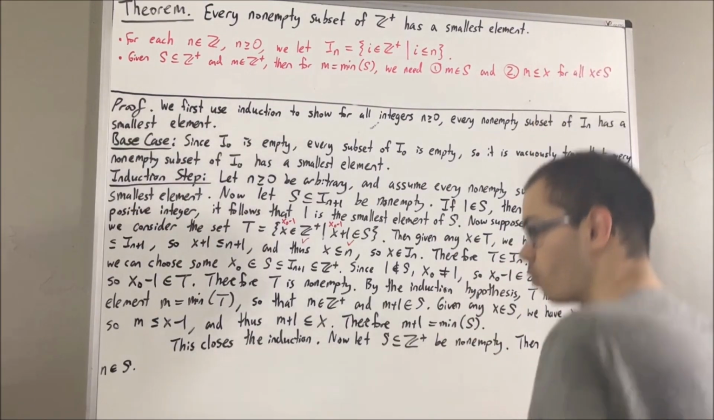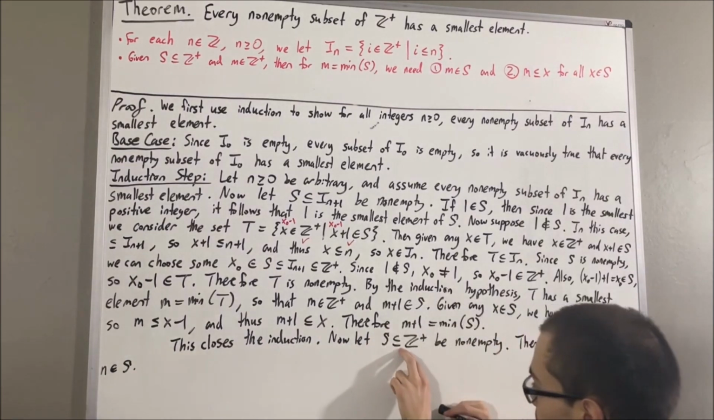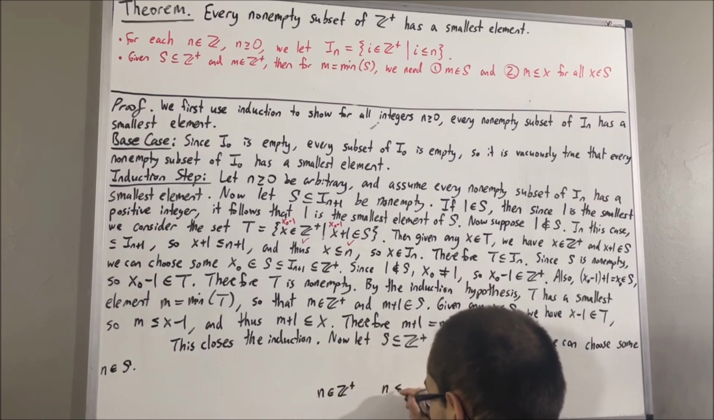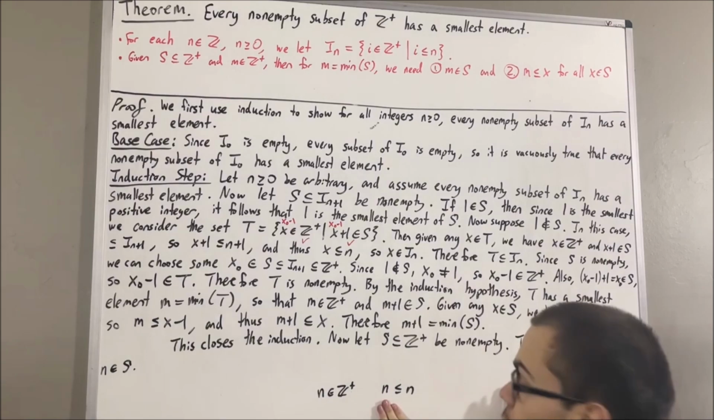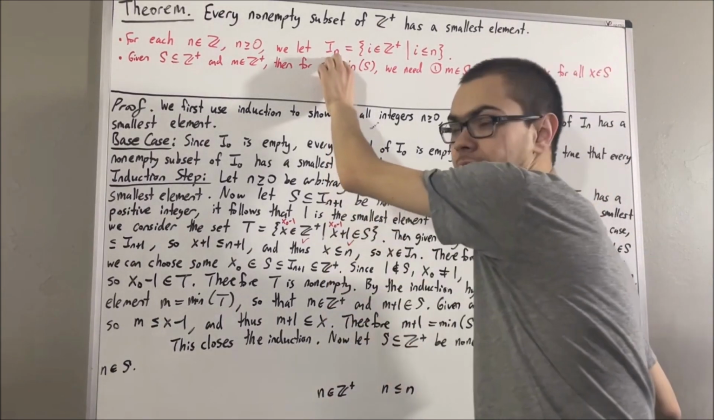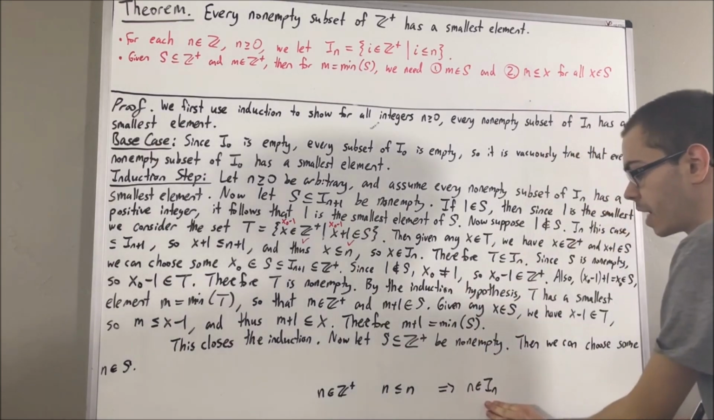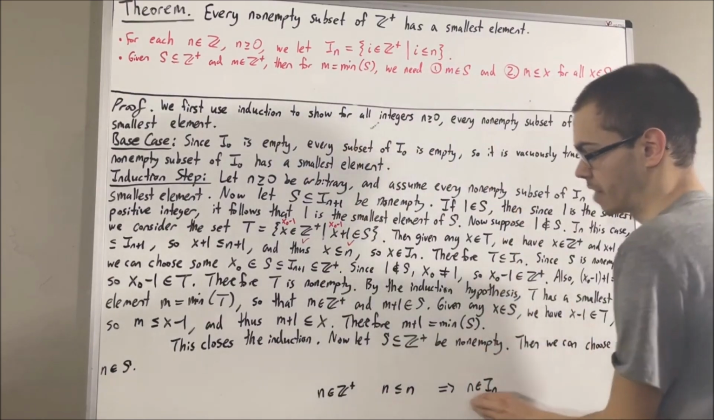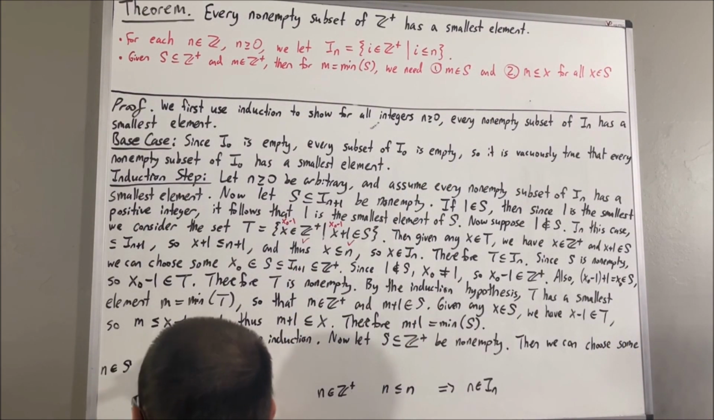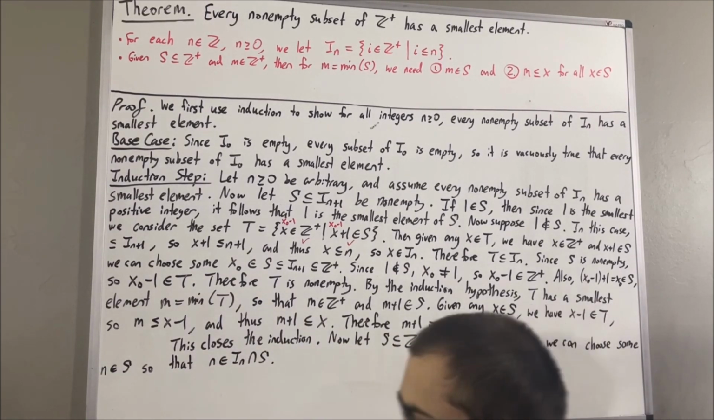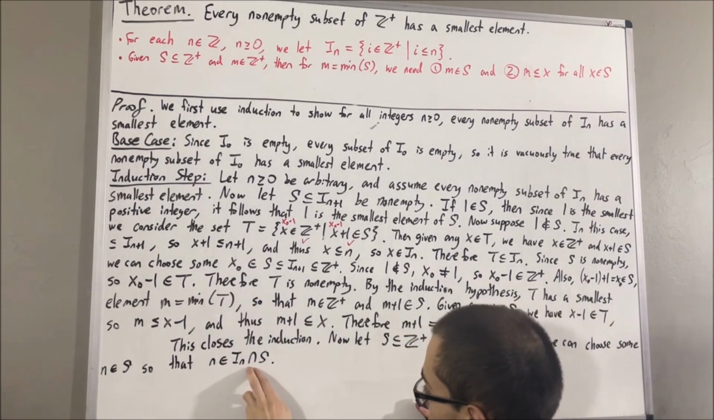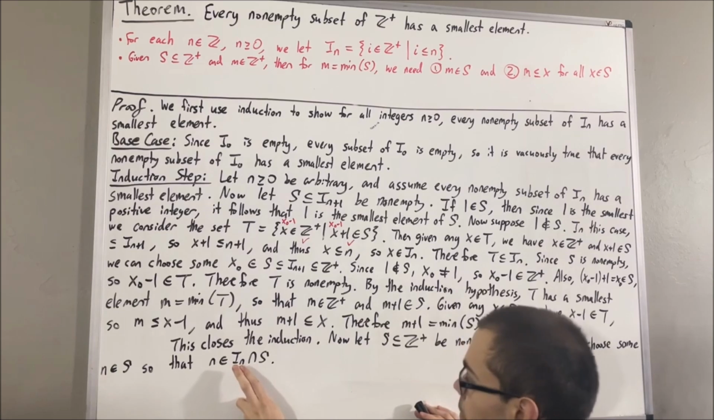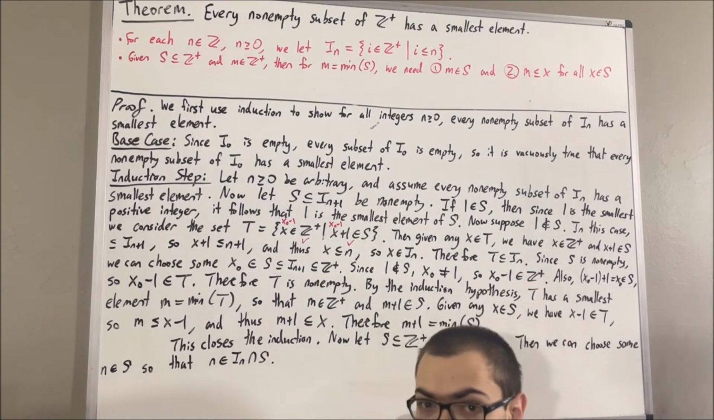So what do we see here? Well, N is an element of S, and S is a subset of positive integers. Therefore, N is a positive integer. And of course, N is less than or equal to N. So this tells us that N satisfies the requirements to be an element of I_N. So N is an element of I_N, and N is an element of S. Therefore, N must belong to the intersection of I_N and S. So this tells us that the intersection of I_N and S is non-empty, but it's also a subset of I_N. So the intersection of I_N and S is a non-empty subset of I_N.